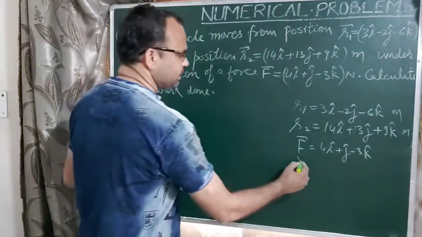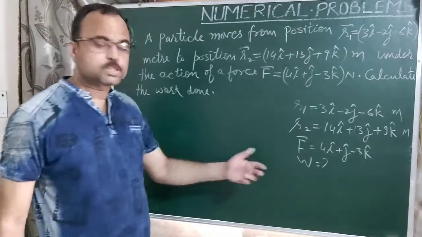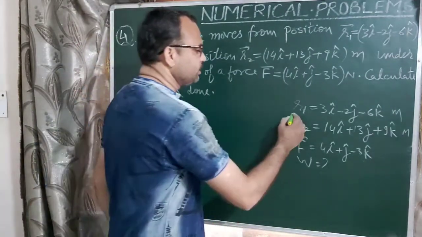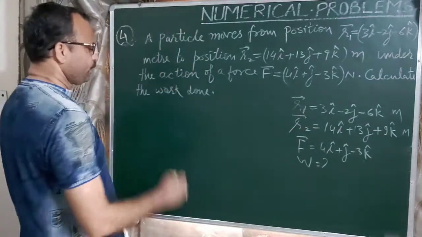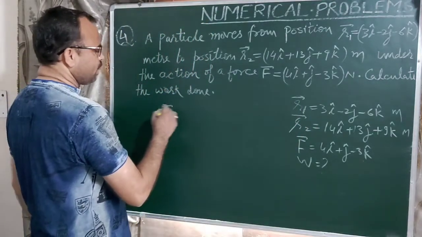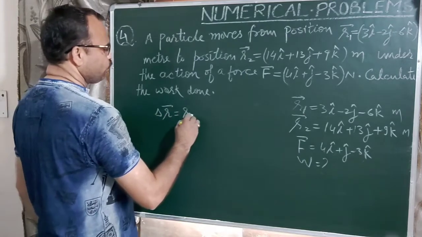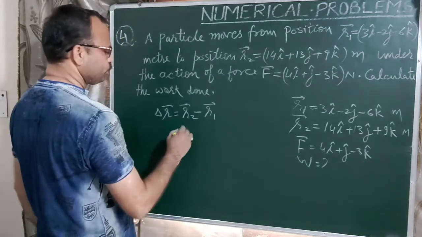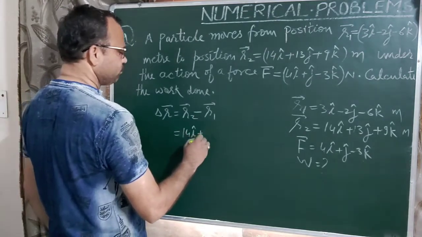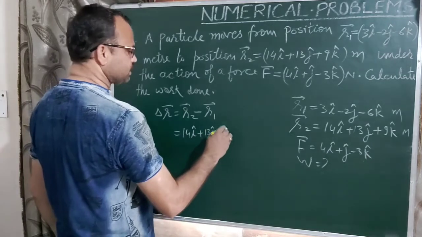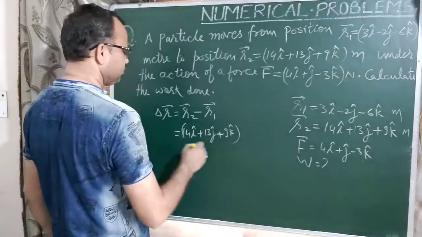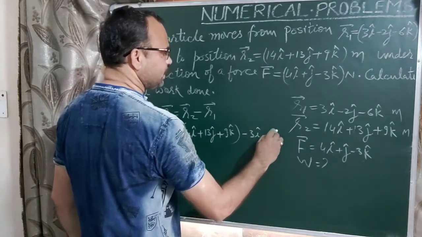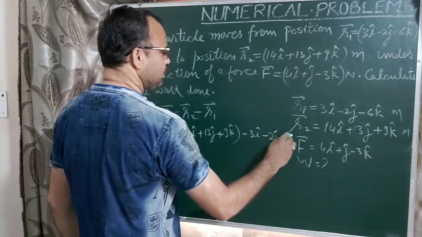We have to calculate the work done. First we calculate the displacement, which means final position minus initial position. These two are position vectors. Let the displacement be delta r, which is the final position vector minus the initial position vector. So (14 i cap plus 13 j cap plus 9 k cap) minus (3 i cap minus 2 j cap minus 6 k cap).